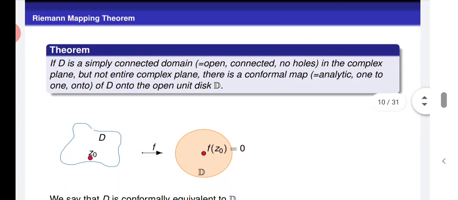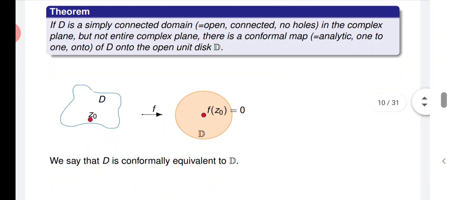The theorem of Riemann for mapping purpose, we have the Riemann mapping theorem. The statement of the theorem is, if D is a simply connected domain, that is open, connected, no holes, in the complex plane but not the entire complex plane, there is a conformal map, that is analytic, one to one and onto, of the D into the open unit disk.